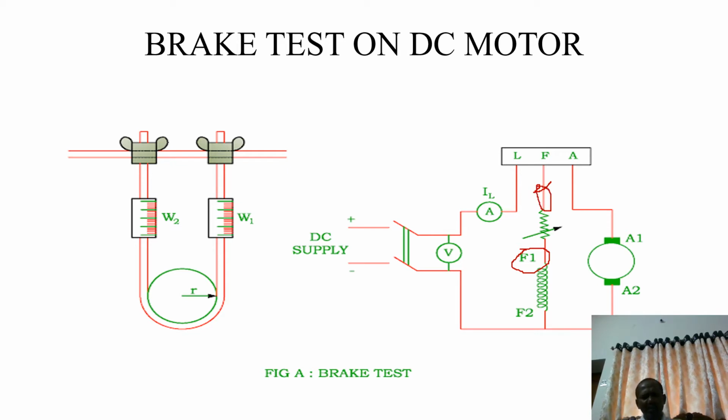So by varying the load, you can note the W1 and W2 readings. By applying the load, there is a change in the spring balances. However many readings you take, you can note the slip rings weights W1 and W2 as we apply the load. Here the armature current is decreased, the load current increases, and there is also a variation we observe in the field current, which is connected in series with the field.